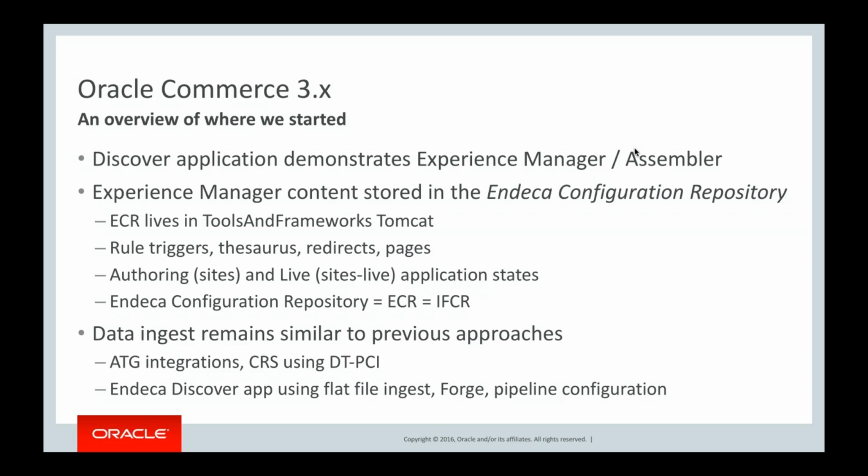For the ATG integration, it uses the product catalog deployment template, where that differs. So that's the CRS deployment, demo application, where it differs with Discover. Discover uses CAS. Discover uses Forge. It's more file-based. Uses the pipeline from Forge.